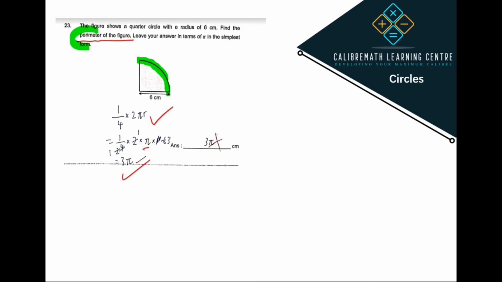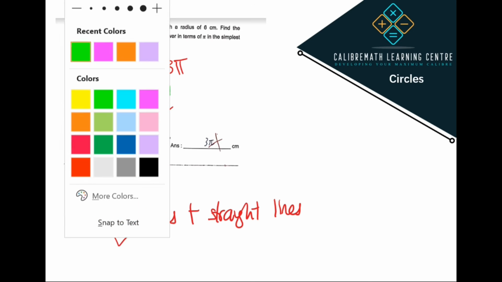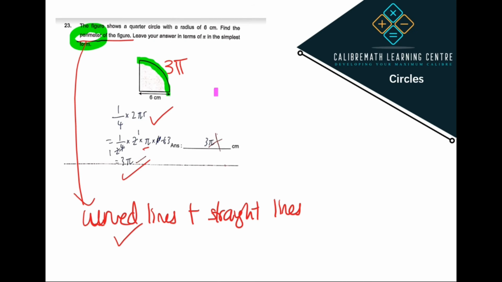word over here, perimeter. Now, I believe you should know, and I've highlighted this many times in class, that perimeter refers to the entire external length, which includes the curved lines plus the straight lines. So what the student has done over here is that he has found a curved line, which is the 3 pi over here, but he has forgotten to add the 2 straight lines that form the perimeter, which is this line here and this line here.